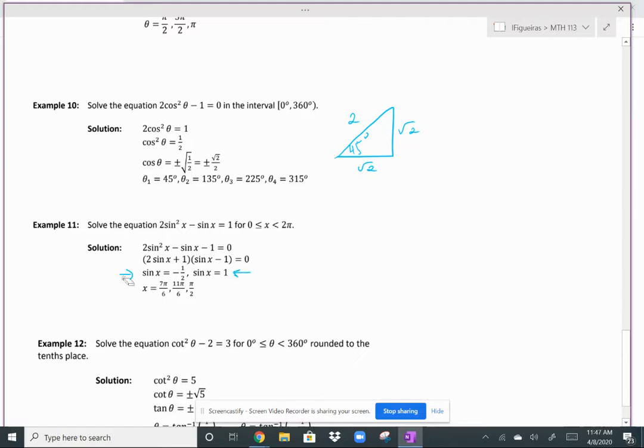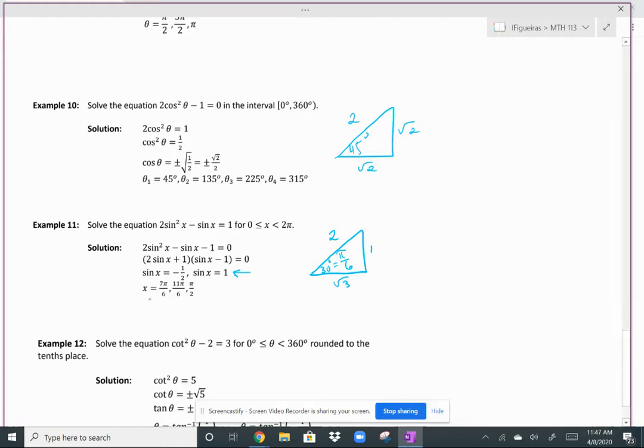All right, so let's talk about the first one first. Sine of x equals negative 1/2. So first let's consider just 1/2. When is sine equal to 1/2? That's when this is 30 degrees. And 30 degrees is equal to pi over 6, because we want it in radians. Okay, but where is sine negative? Sine is negative in quadrants 3 and 4. That's where the y values are negative.